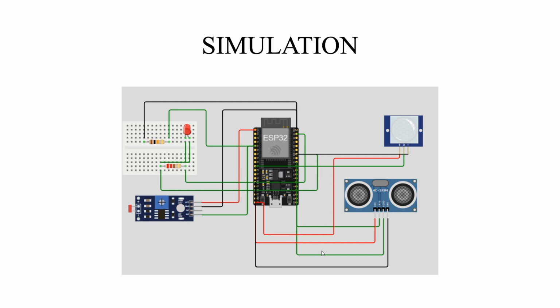Then a trigger pin, which is a general purpose input and output pin on the D12 pin, and the echo pin, a general purpose input and output pin, which is on the D14 pin. These all are connected to an ESP32 and it all works based on Wi-Fi communication.